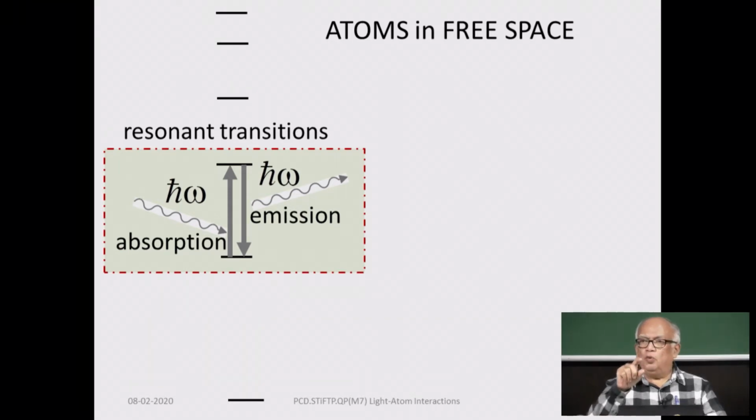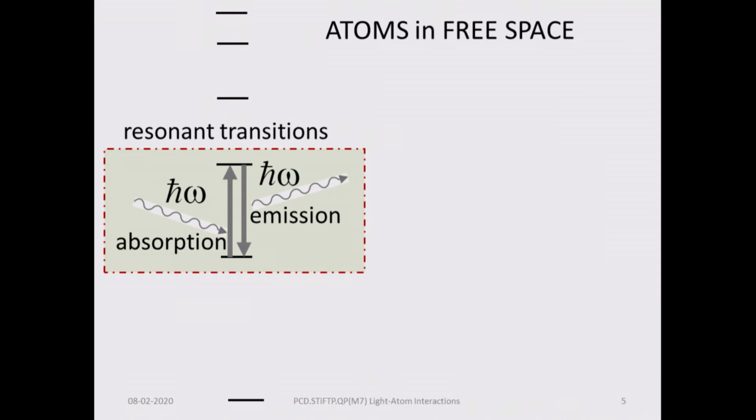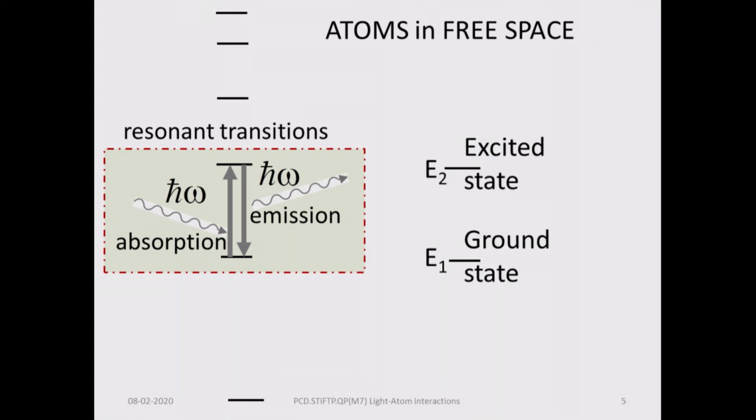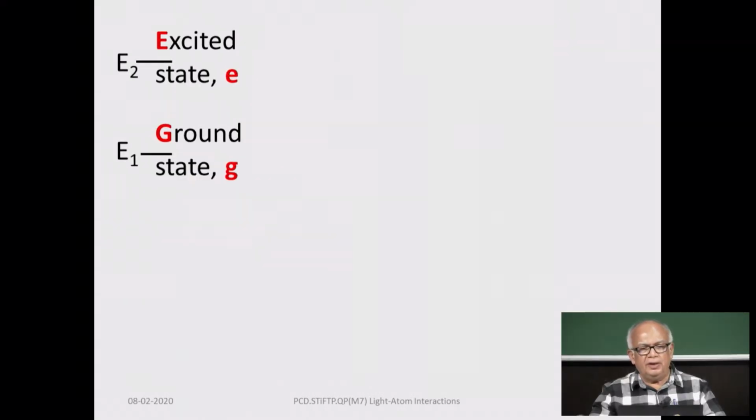No two levels will be separated by the same energy. So, the laser which will have a particular frequency will be resonant with a particular pair of energy levels, and we do this analysis for just this pair of energy levels, all right. And these would be referred to as the ground state and the excited state for this particular interaction.